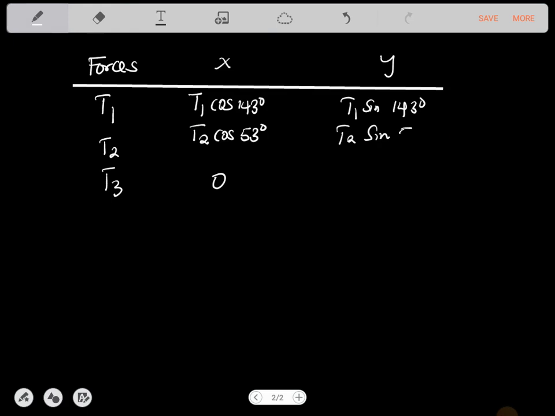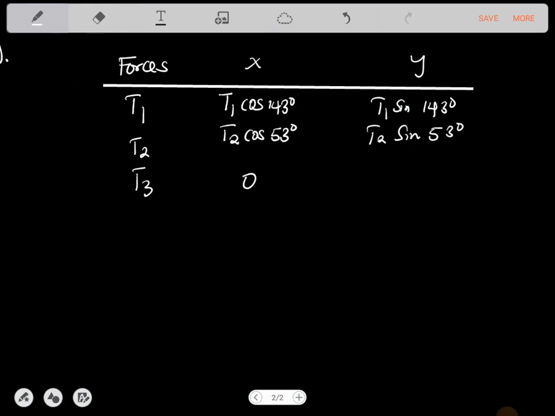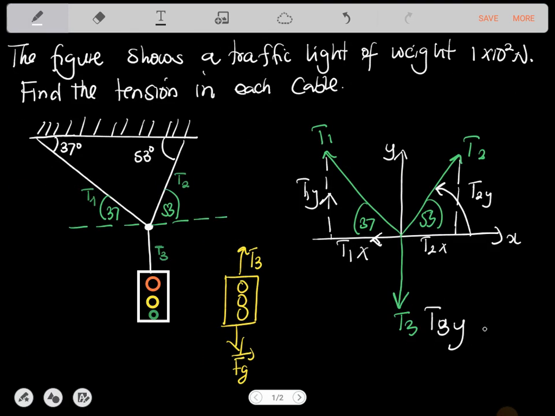So we have sine 53 degrees. But here, look, T3 is going what? It's pointing down. And since T3 is pointing down, what exactly is T3? T3 is just equal to the weight. This is why I said take note of this diagram here. So the T3 is just equal to the weight, but just in the opposite direction.